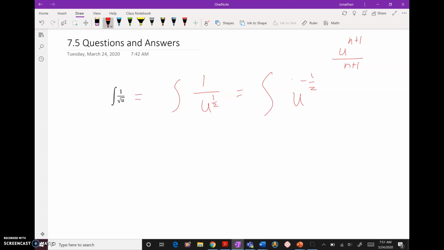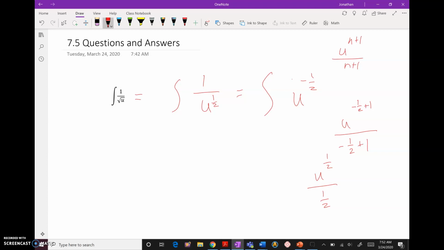Well, our n is a negative 1/2. So we really have u to the negative 1/2 plus 1 over negative 1/2 plus 1. Okay? So if we're going to do that integration, a negative 1/2 plus 1 right here is going to be a positive 1/2. So we'll have u to the positive 1/2 over, and then same thing here, right? 1/2. Okay. But what is that really?